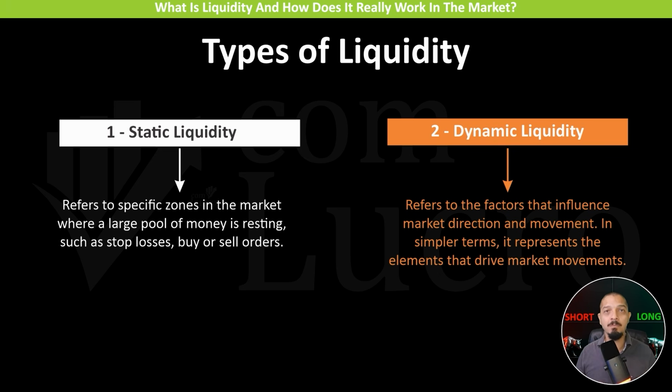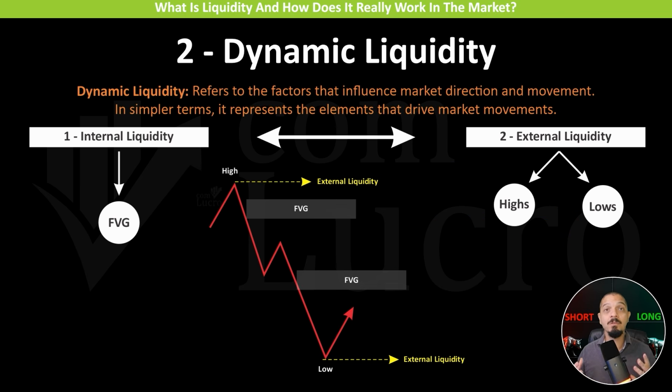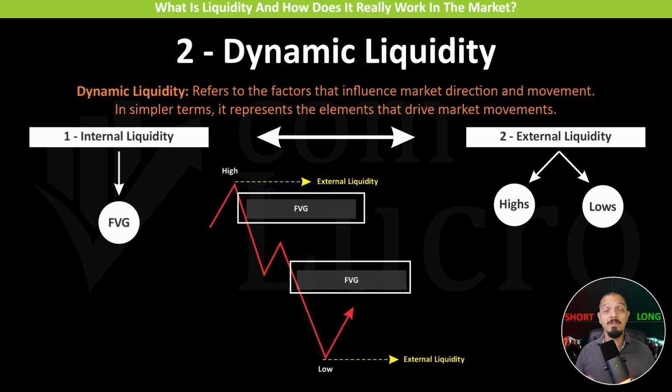Let's briefly explain both. Dynamic liquidity refers to the factors that influence market direction and movement. In simpler terms, it represents the elements that drive market movements. To better understand this, imagine a market structure like a rally wave, consisting of a high and a low. These highs and lows represent external liquidity. External liquidity pertains to the highs and lows within a rally wave. Conversely, the fair value gaps found within the range of the high and low are considered internal liquidity.